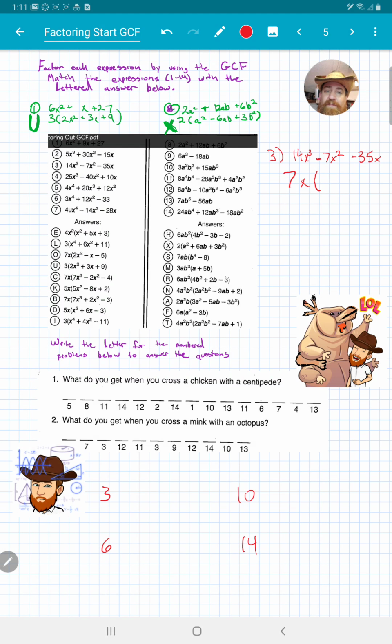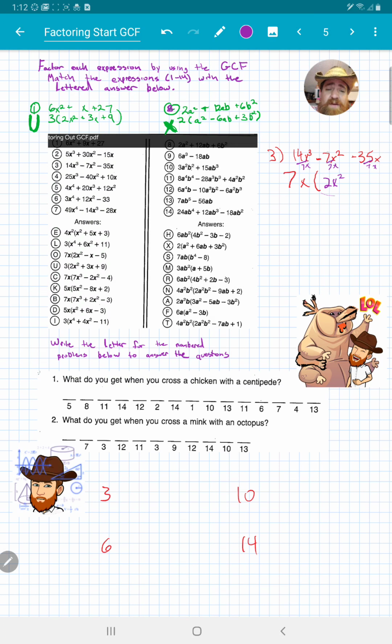Now I need to divide that 7x from each term. I'll set it up like this. I'll take this first term, divide it by 7x, divide that one by 7x, divide that one by 7x. I'm going to put the result inside these parentheses, and then I'll be done. So this first one, 14 divided by 7 is 2. x cubed divided by x is x squared.